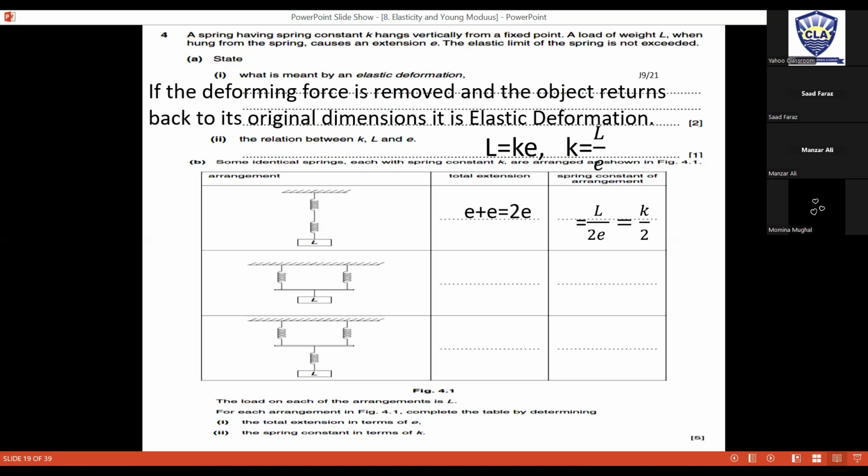If we have two springs in parallel, extension will be half. For spring constant, L divided by E by 2, or 2 times L over E, that means 2K.